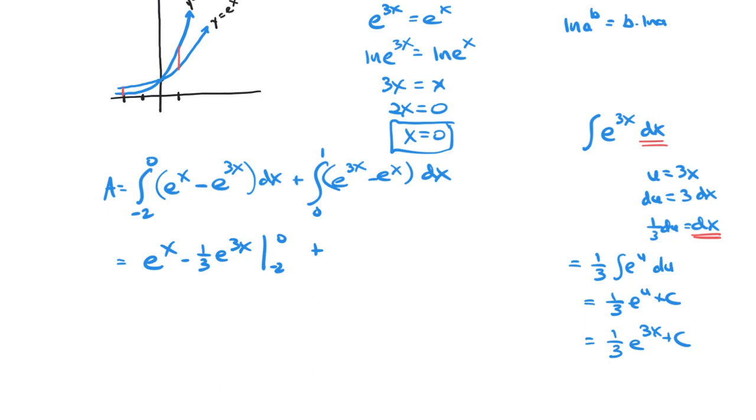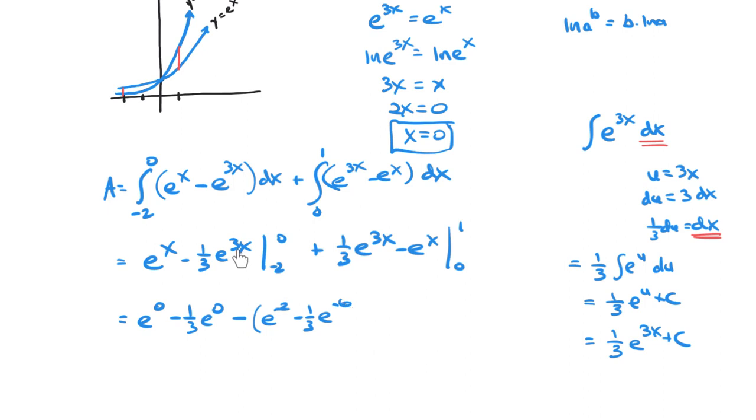And then very similarly over here, we're going to get 1/3 e to the 3x minus e to the x, in this case from 0 to 1. Okay, so now we can plug in 0. So we will get e to the 0 minus 1/3 e to the 0 minus e to the negative 2 minus 1/3 e to the negative 6, right? Because I plug in negative 2 here, so I get negative 6.